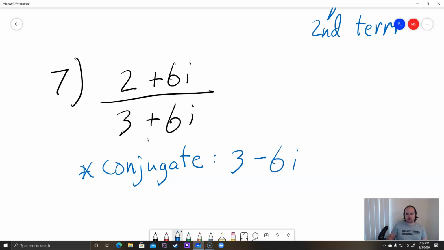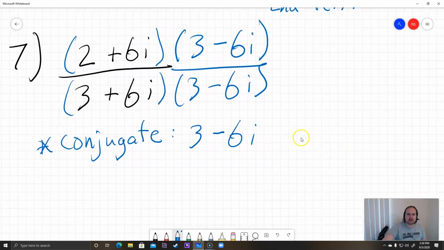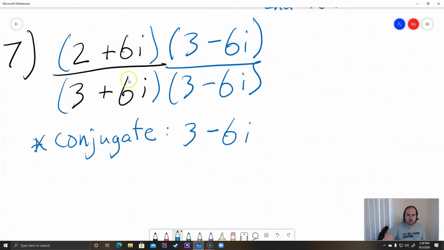And what do we do with the conjugate? Well, we multiply it to the numerator and the denominator. We found the conjugate of the denominator, so now we multiply the top and the bottom by 3 minus 6i. This one's going to be a little bit harder than the last problem, because we have to use FOIL on the top and the bottom. Since it's 2 terms times 2 terms, we're going to use FOIL everywhere. So we have our work cut out for us.